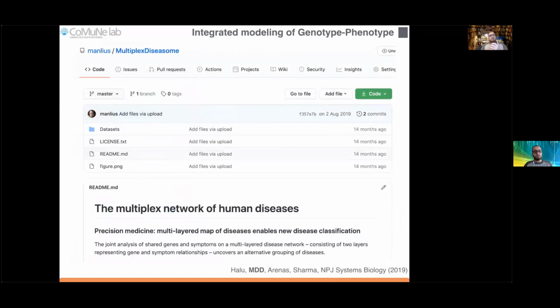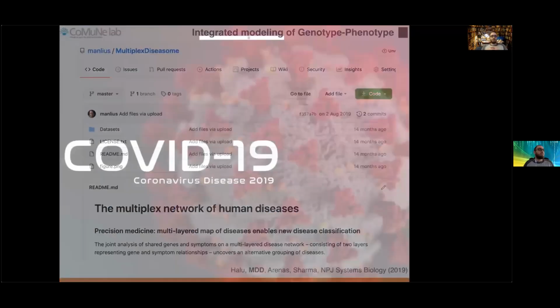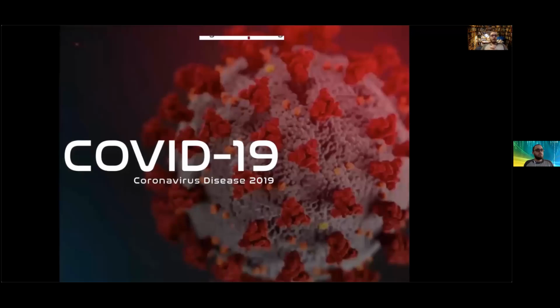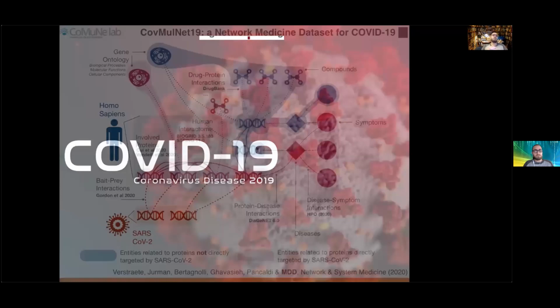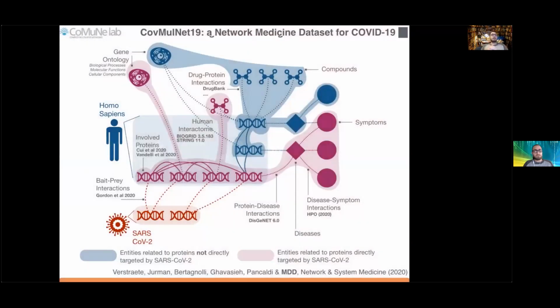And if you want to play, for instance, with this data set, it's publicly available online. And we can use the same idea also to study the proteome related to COVID-19 and its virus, SARS-CoV-2. We have recently done exactly this.